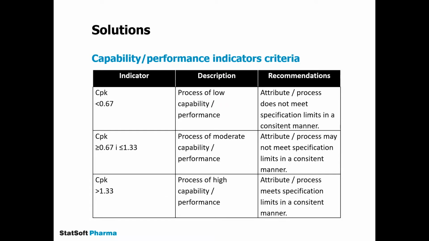The table shows recommended criteria for capability indicators. If the indicator is above 1.33, the attribute process meets specification limits in a consistent manner. No action is required. If the indicator is below 0.67, the attribute process does not meet specification limits in a consistent manner. Take action.